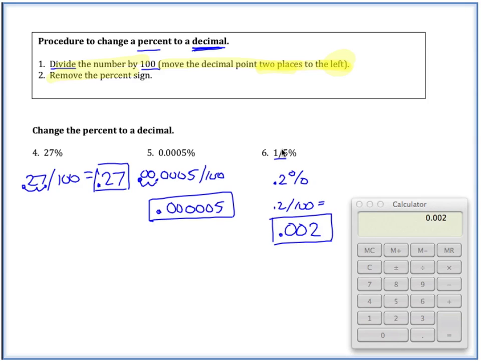So again, you could do this all on your calculator all at once. Just go 1 divided by 5 divided by 100 equals, and you get 0.002. Alright, so that's how to change percents into decimals and decimals into percents.